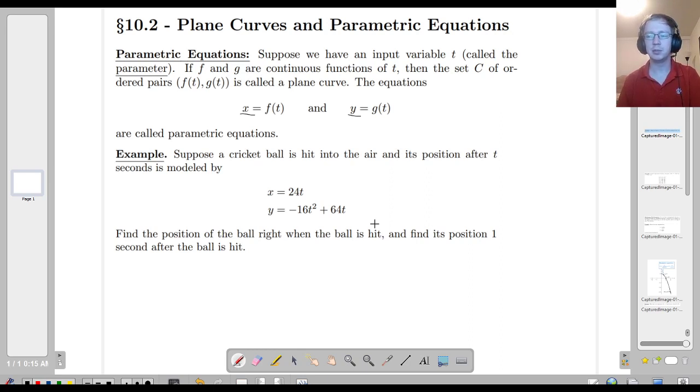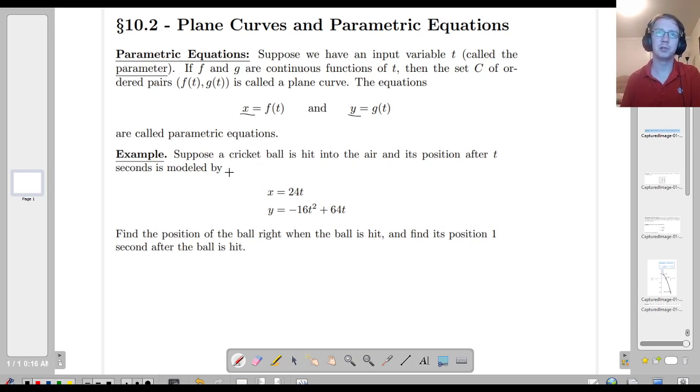A lot of times this is used to model the movement of an object, right? t might be representing time, and the x and y coordinates could be the x and y position of that object over time. The set of all the ordered pairs in a parametric function is called a plane curve. Basically, if you graphed that, the graph you end up with is the plane curve. So let's take a quick look at some basic examples of this.